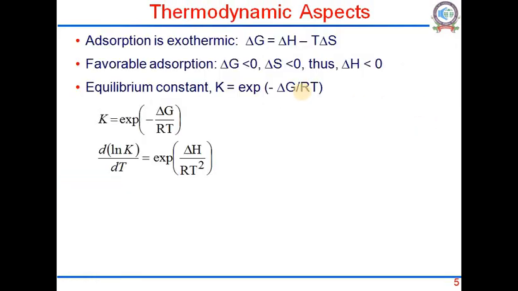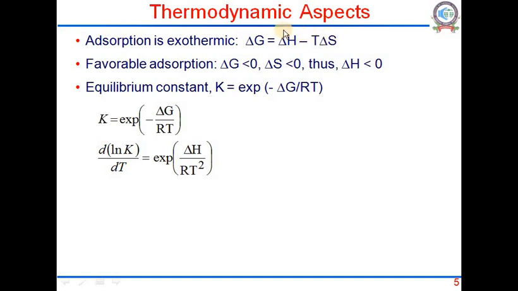So first of all, what are the thermodynamic aspects? If you think about adsorption, you write delta G as delta H minus T delta S. Because adsorption is occurring, that means delta G is negative. Also, delta S: the solute is going from the gas phase or the solution phase into the adsorbent phase, which means the entropy of the solute is reducing. That means this delta S is negative, so this whole term, minus T delta S, becomes positive.